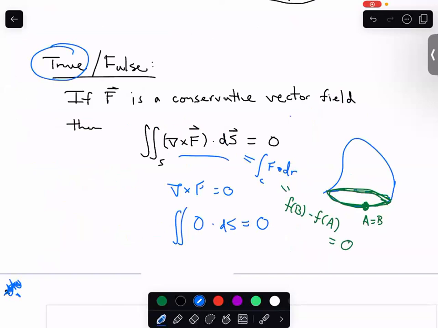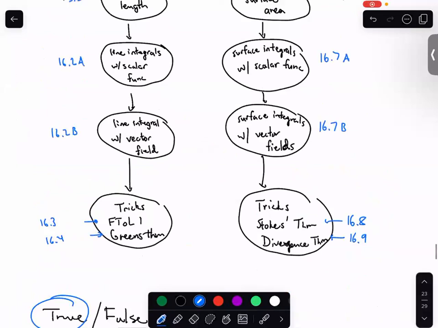All right. Any questions administratively or conceptually or anything before we jump into the divergence theorem for today? Okay.